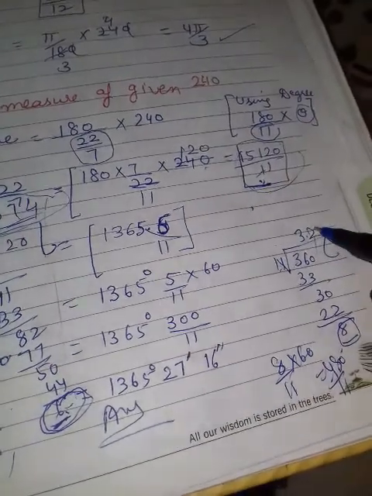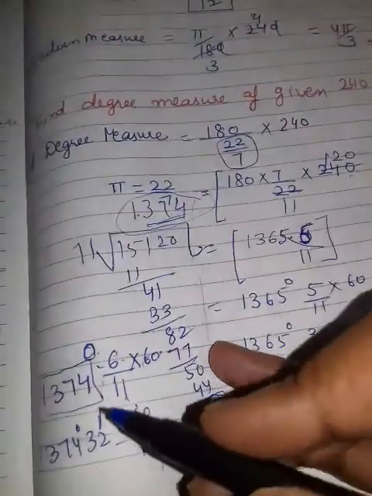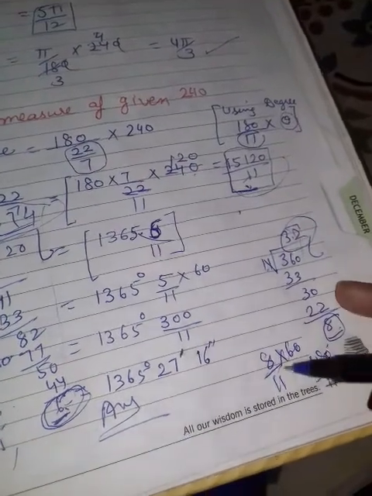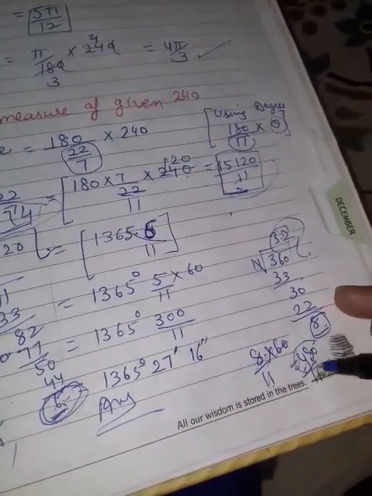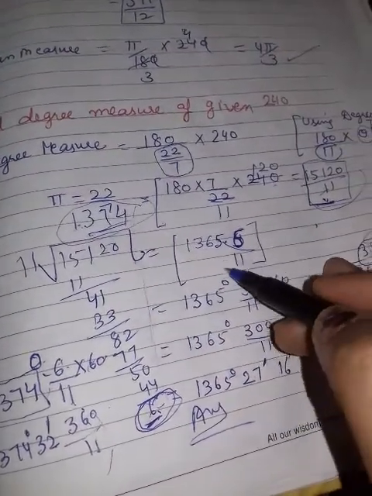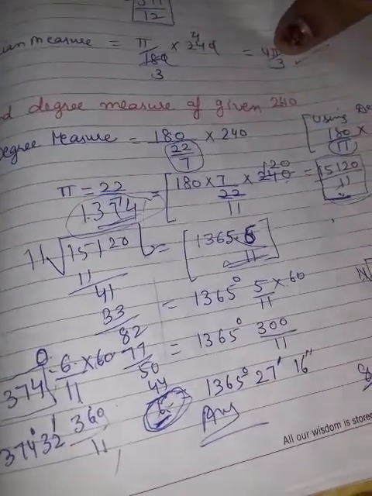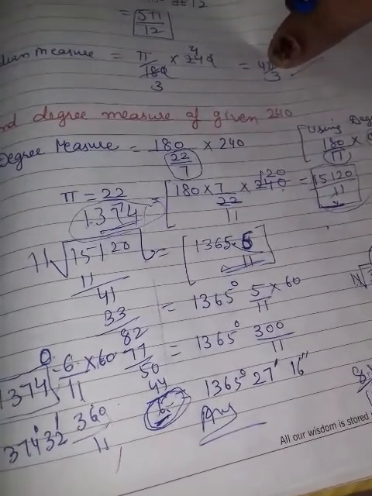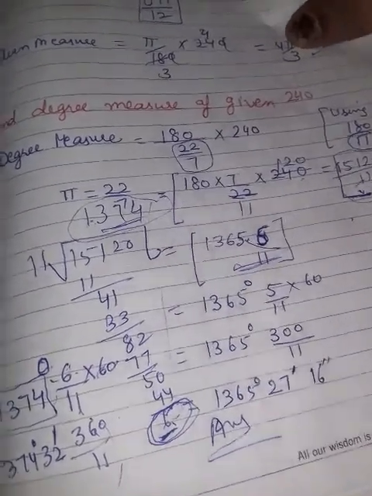We are dividing, you are getting 32. So 32 minutes. Then again what are you getting? 8. 8 upon 11 into 60, 480 upon 11. You can leave it there if you want. But this is the way: firstly you will write degree, then minute, then second. If it is coming again, then leave it.